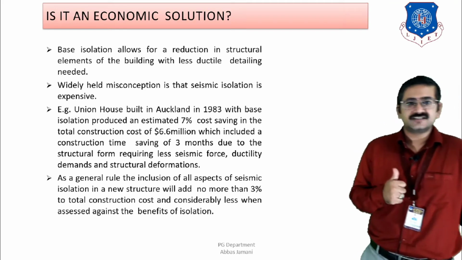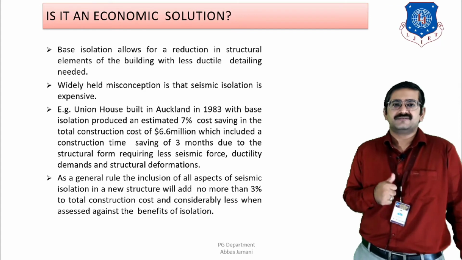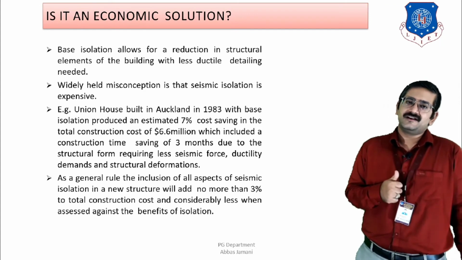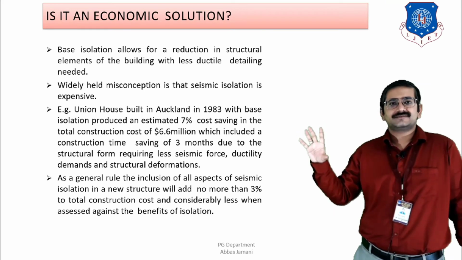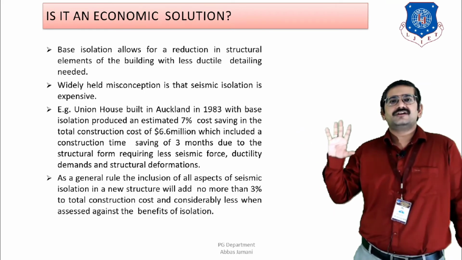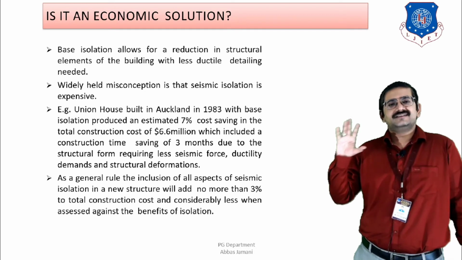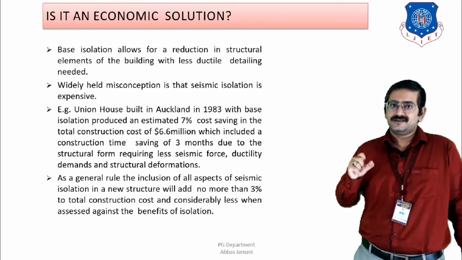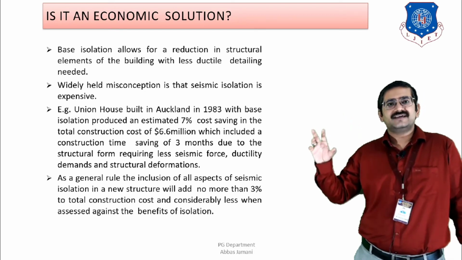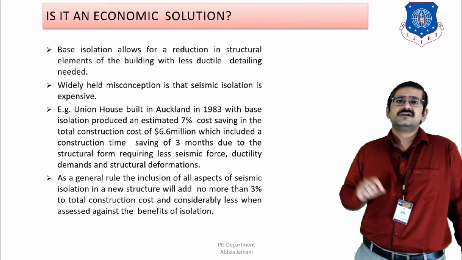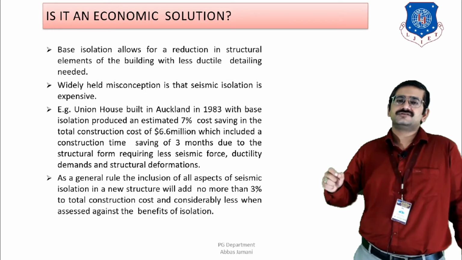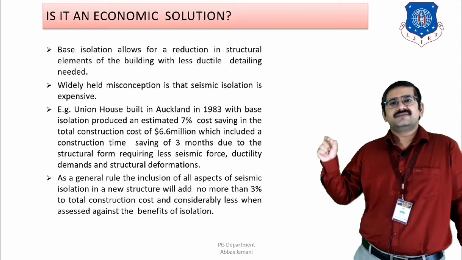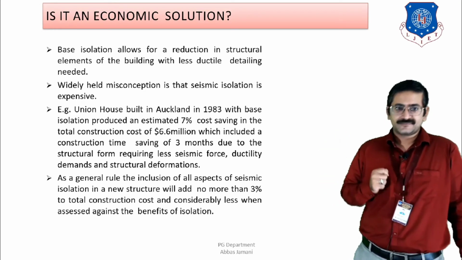Base isolation allows for a reduction in the structural elements of the building with a less ductile retaining medium. Why? Because when the force transferred to the building is less, the moment of resistance required of the section will also be less. When the moment of resistance required is less, the size of the section is going to reduce. When the size of the section is reduced, the ductile detailing criteria is also going to reduce, and as a result there will be some advantage in reinforcement also.